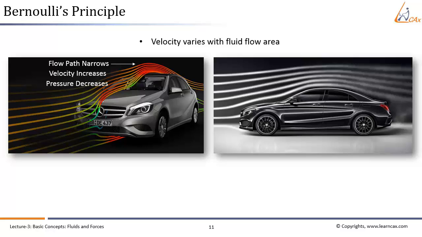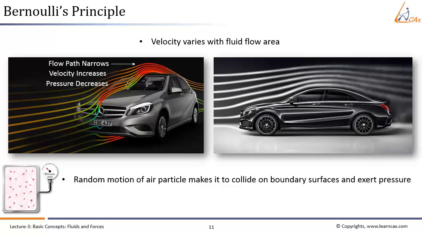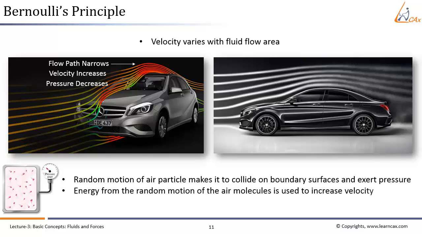For a stream of air to speed up, some of the energy from the random motion of the air molecules must be converted into the energy of forward stream flow. The random motion of air molecules is what causes air pressure. So, transferring energy from the random motion to the stream flow results in lower air pressure.